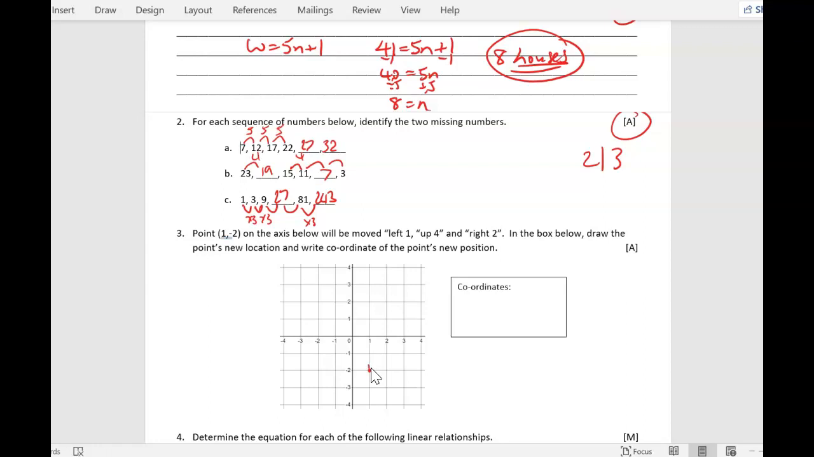So well, let's go ahead. Let's move it across 1. So that's to the left 1. Let's move it up 4. 1, 2, 3, 4. So we moved it up 4. And then let's go right 2: 1, 2. So that there is the new location.